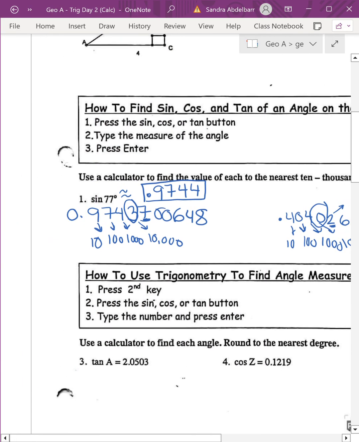Okay, so now I'm giving you the ratio that the angle makes, and I'm asking you to find the angle that makes the ratio. The ratio I'm giving to you as a decimal, but it is a ratio. So they're saying the tangent of some angle A ends up giving us 2.0503 when we divide that ratio. That's what this next part is saying. So there is a way to find the angle.